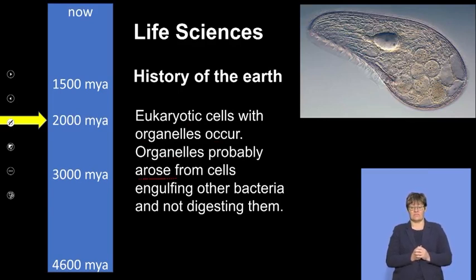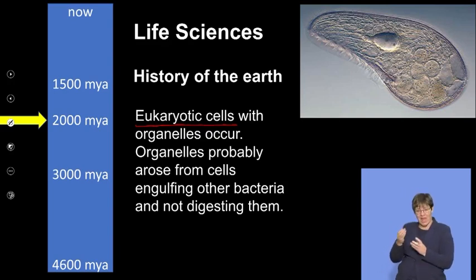Then, 2,000 million years ago, the first eukaryotic cells develop. What does eukaryotic mean? We know that eukaryotic means that they have got a proper nucleus, and if we look at this picture, there's the nucleus. That's why it's eukaryotic.